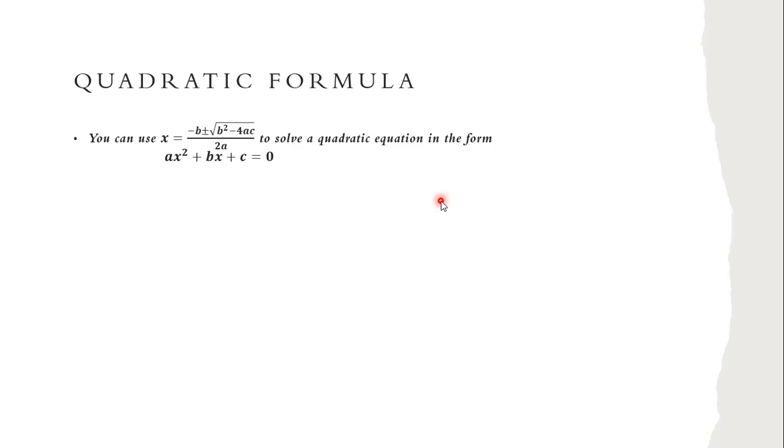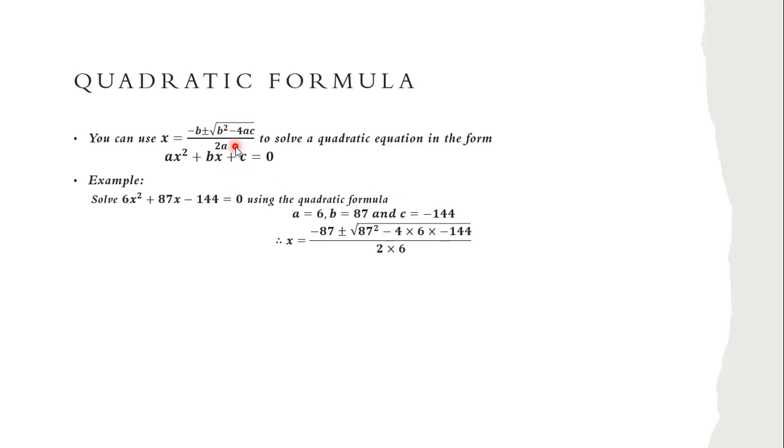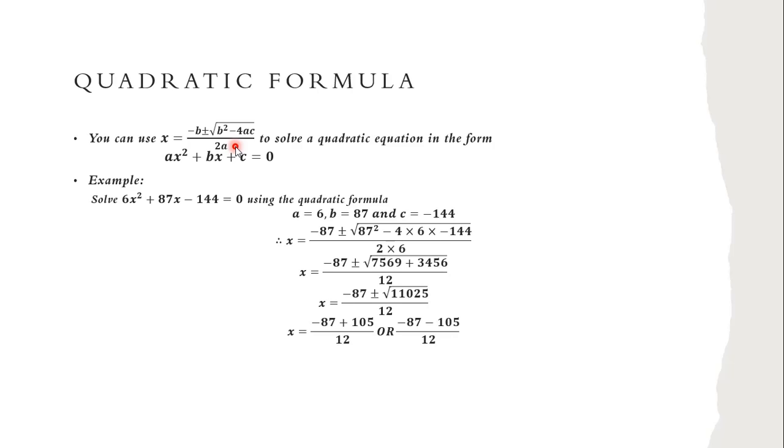So to solve a quadratic equation in the form ax squared plus bx plus c equals 0. Here's an example. Solve 6x squared plus 87x minus 144 equals 0 using the quadratic formula. Here a is 6, b is 87, c is minus 144. Sub those into the quadratic formula, you get this. Simplify it, and you end up with this. Keep simplifying, and eventually you get x equals 3 over 2 or minus 16.